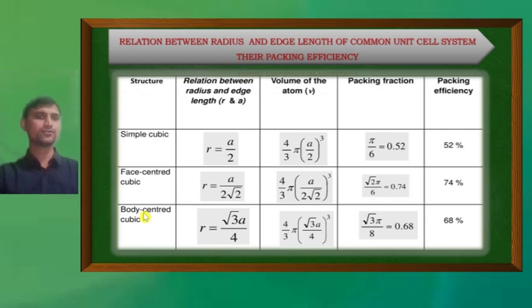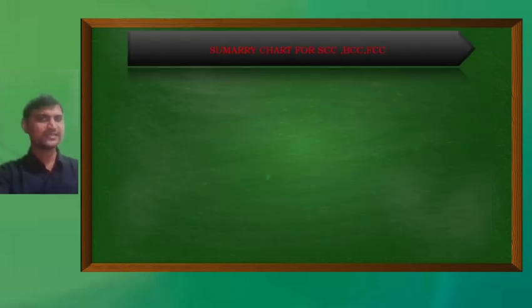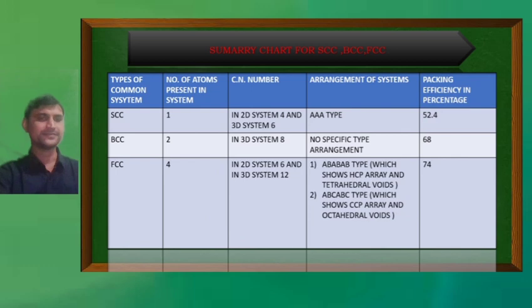In the body centered cubic unit cell, r is equal to under root 3 a divided by 4. So the volume of atom is 4 by 3 pi into the cube of under root 3 a by 4. The packing fraction is under root 3 pi divided by 8, that is 0.68, and the packing efficiency is 68%. Now see the summary chart of SCC, BCC and FCC.